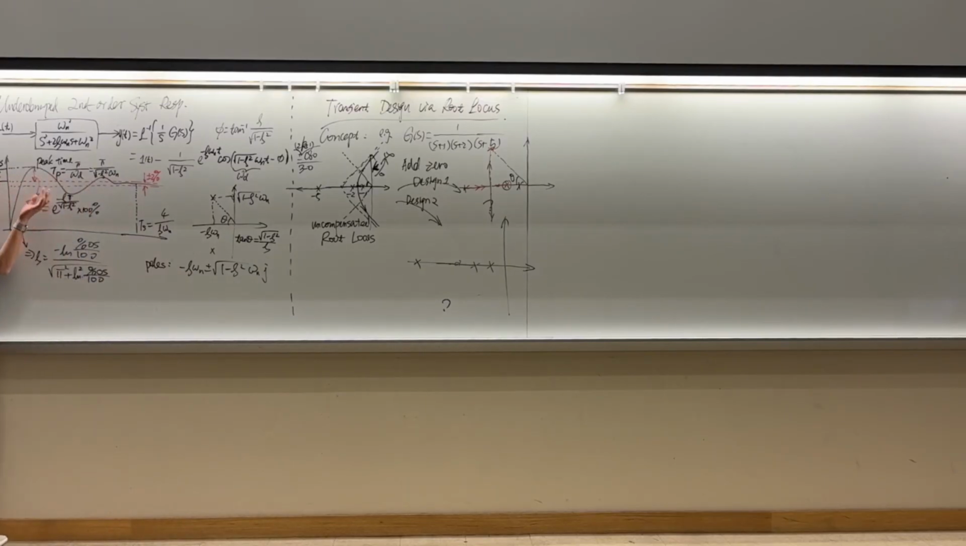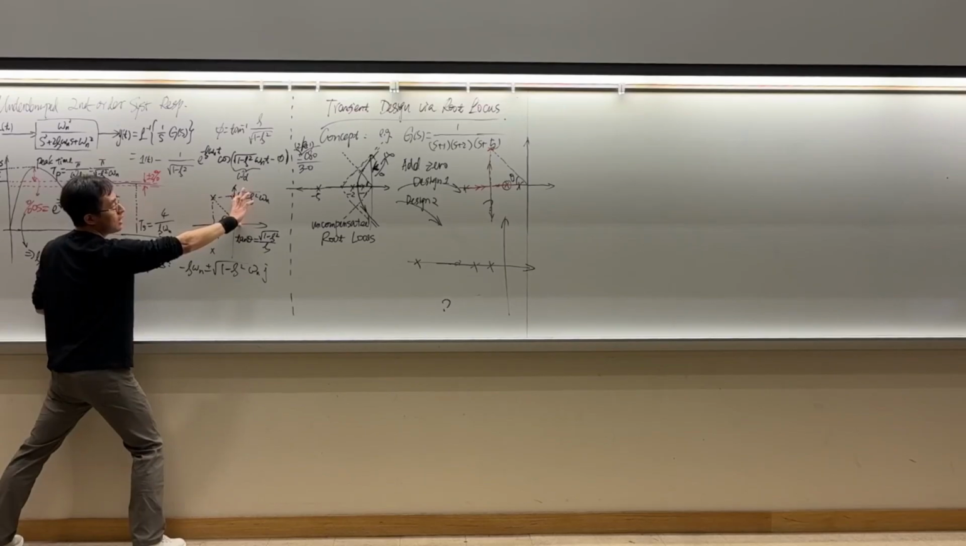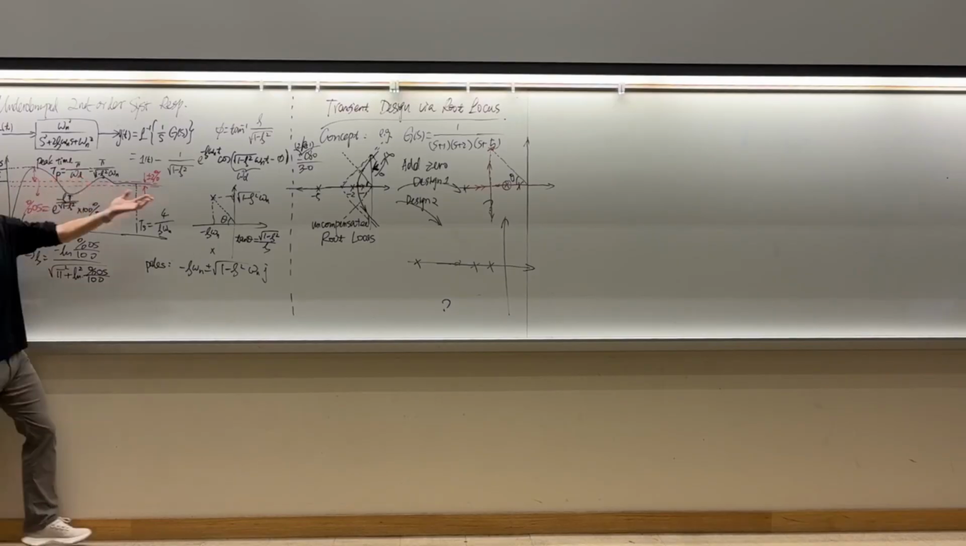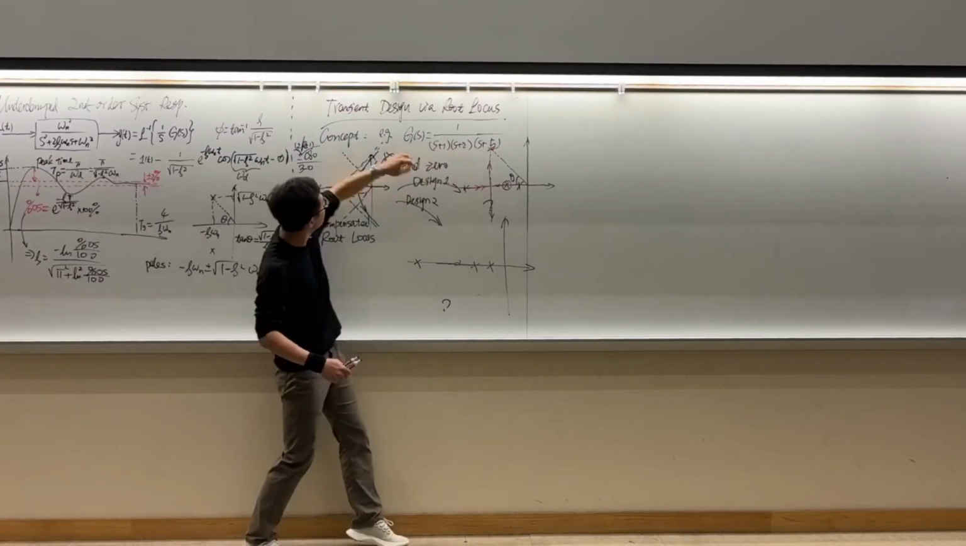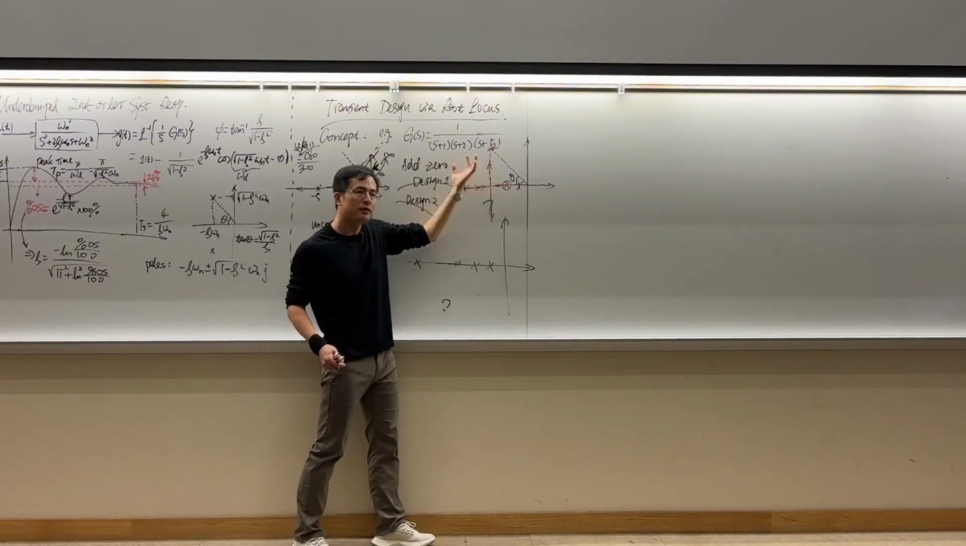Another benefit is the peak time. The peak time depends on pi over the damped natural frequency. So this damped natural frequency is actually this part. The imaginary part of your closed loop complex pole will dominate the peak time. So that means if your pole is here compared to this one, you have faster transient, faster peak time.